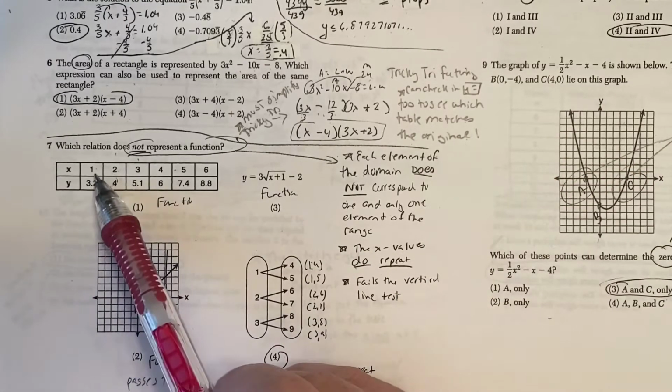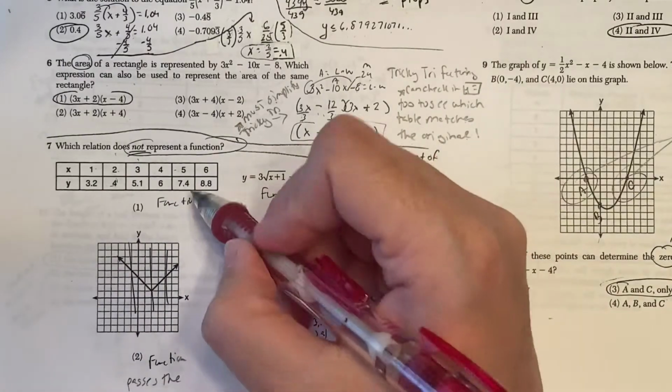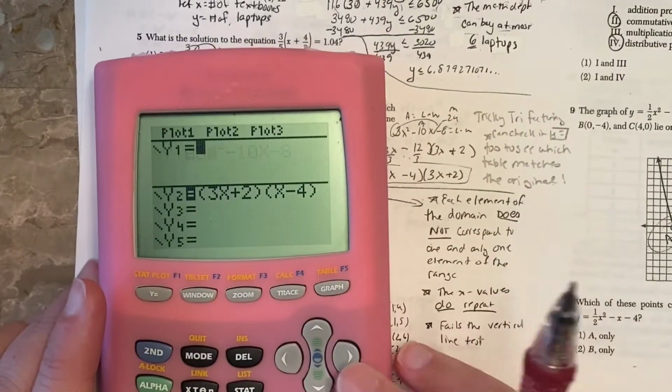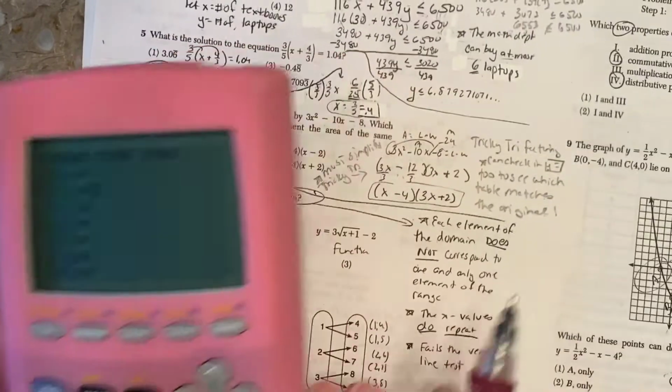So this one, 1, 2, 3, 4, 5. So this one is a function. So this one is okay. No repeating x values. This, if you put it in the calculator, you're going to see your square root graph, and this is going to pass the vertical line test.